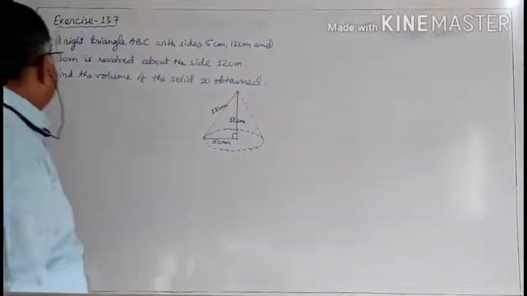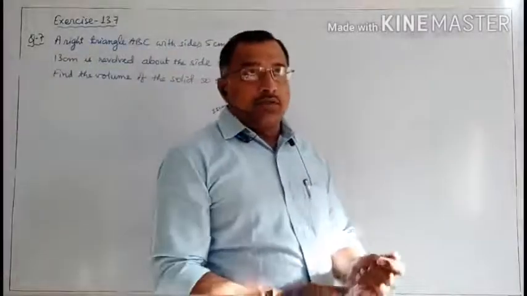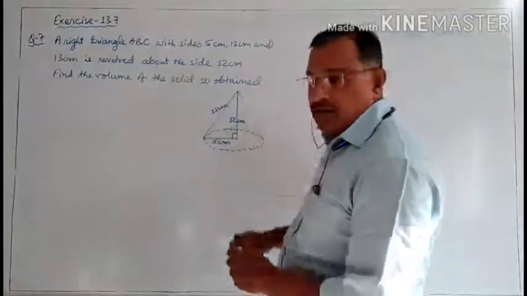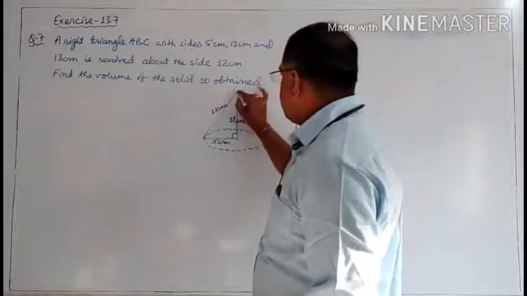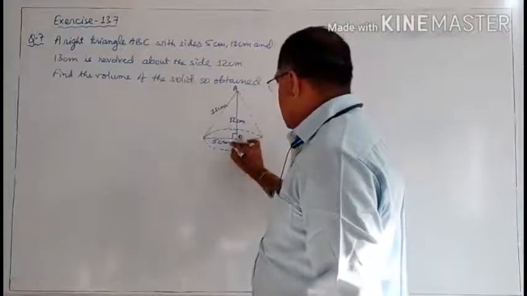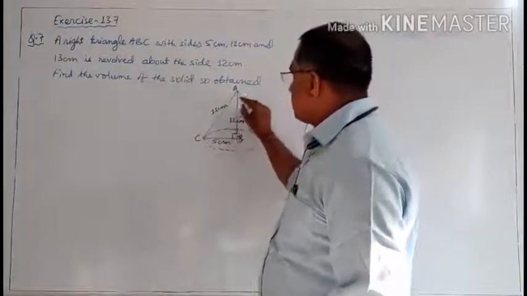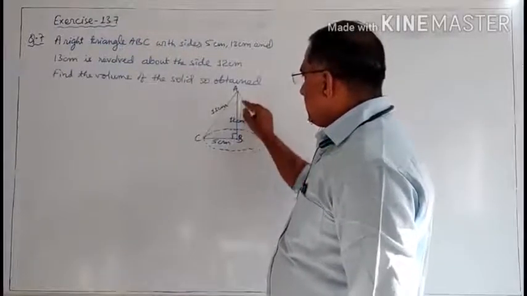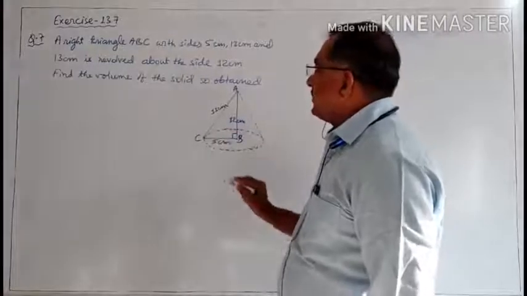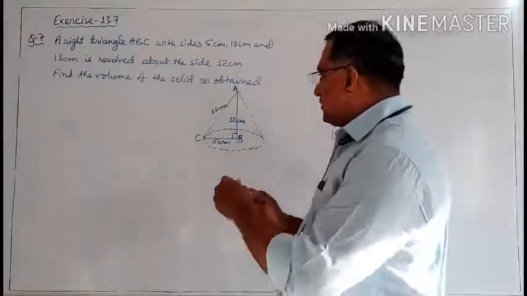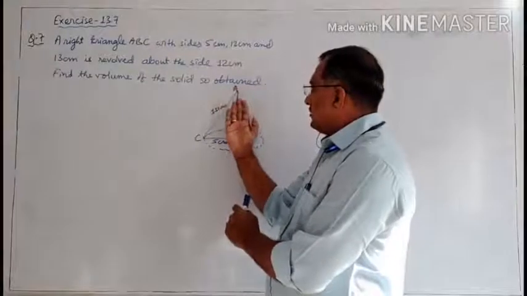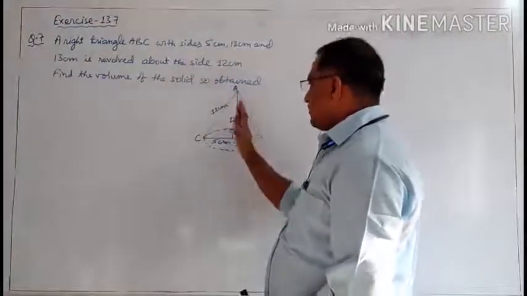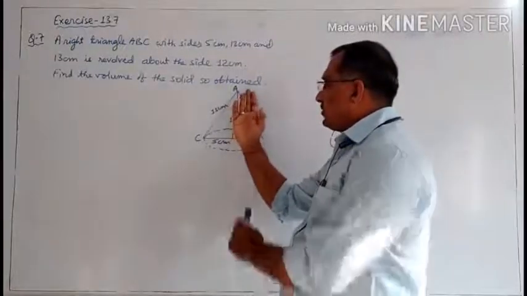Now question 7 is a good question. There is a right triangle. You can see the right triangle here, the right triangle ABC. It is a right triangle with the sides 5 centimeter, 12 centimeter and 13 centimeter. Now this right triangle is revolved. This right triangle here, this is the height. So it is revolved about side 12 centimeter. So 12 centimeter is kept here and it is revolved.